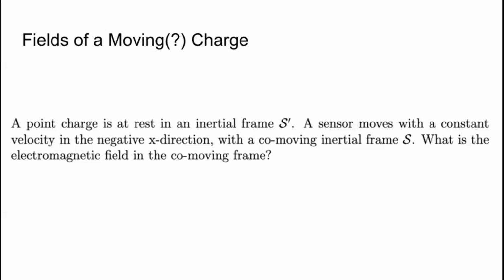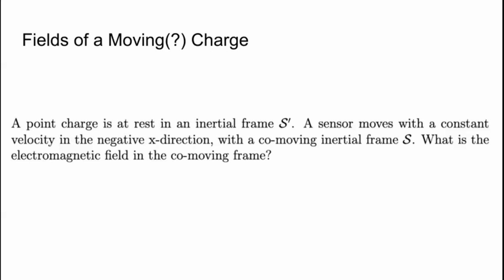So I have this problem here that I wanted to go through really quick just to see how this would be applied. We're looking at a point charge, which is at rest in an inertial frame S prime. A sensor moves with a constant velocity in the negative x direction with a co-moving inertial frame S. What is the electromagnetic field in the co-moving frame?